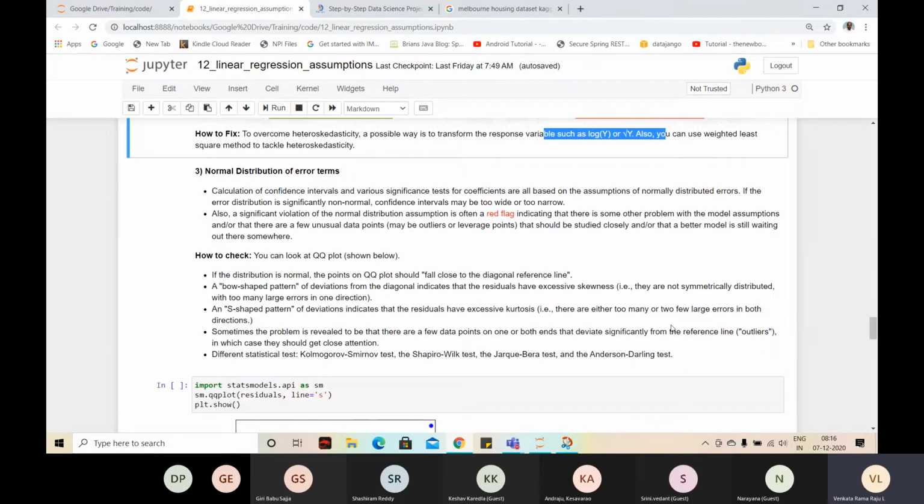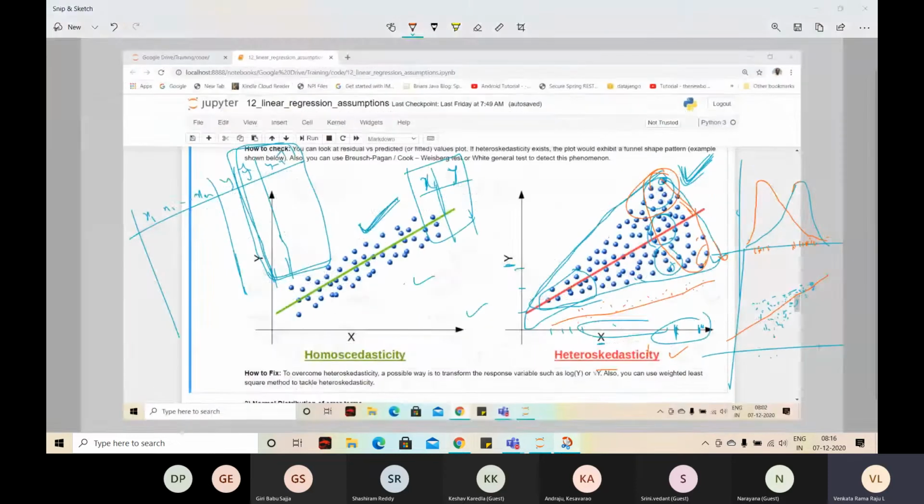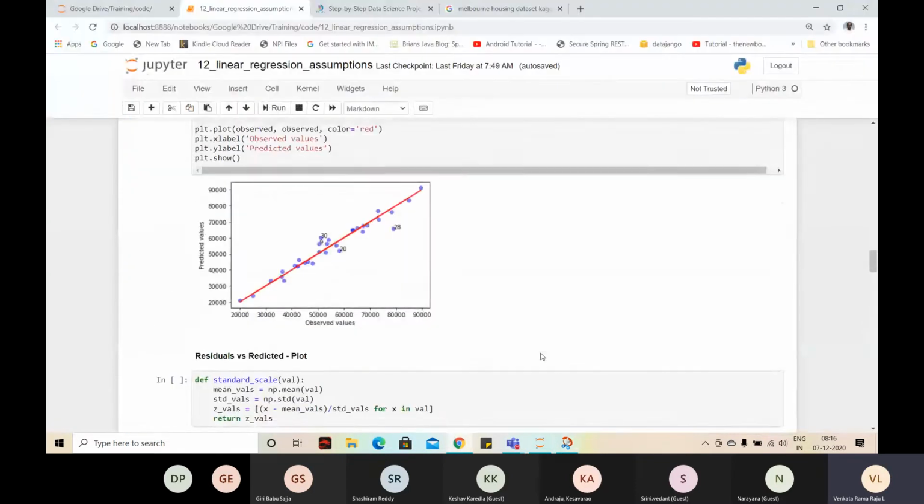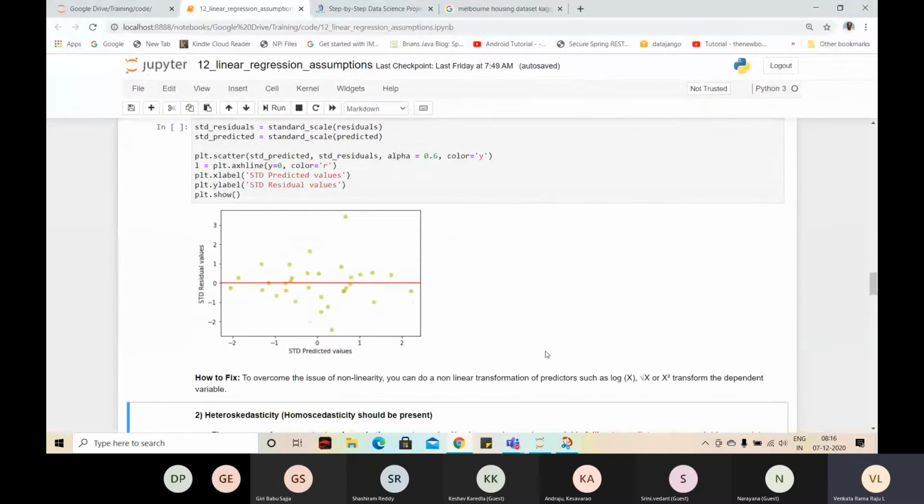The next thing is normal distribution of the error term. Just now I actually pointed that out. If you look at this, the error terms, the predicted versus error graph, right?